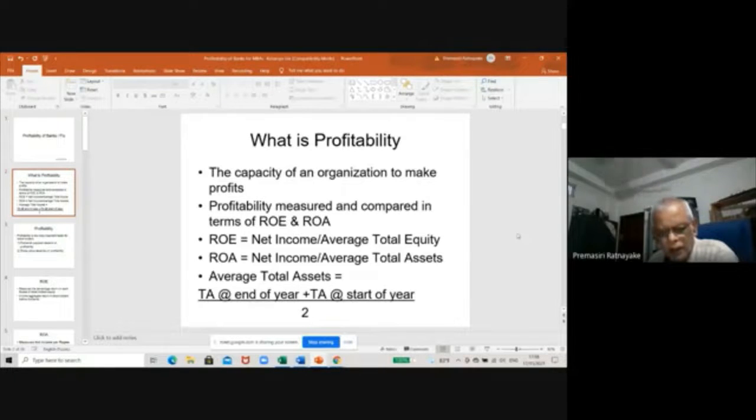Return on equity: net income divided by average total equity. Then you get return on equity. Return on assets: net income divided by average total assets is return on assets. Average total assets equals total assets at the end of the year plus total assets at the start of the year, divided by 2. So the return on assets is computed like that.